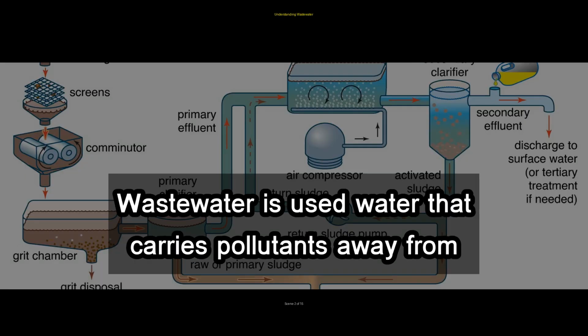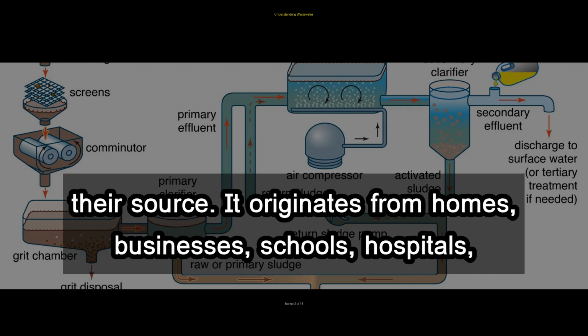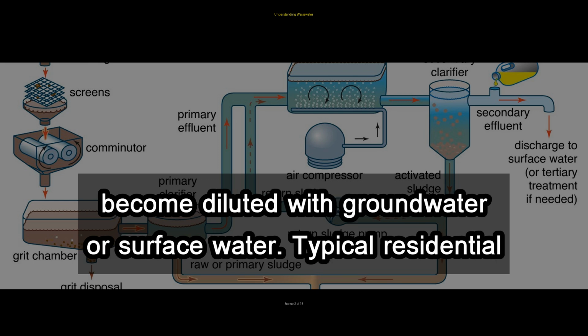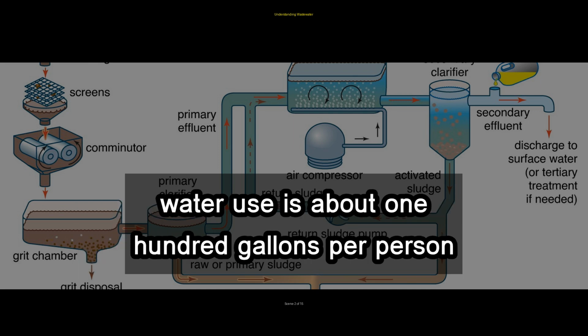Wastewater is used water that carries pollutants away from their source. It originates from homes, businesses, schools, hospitals, and industries. Depending on the collection system, wastewater may become diluted with groundwater or surface water.